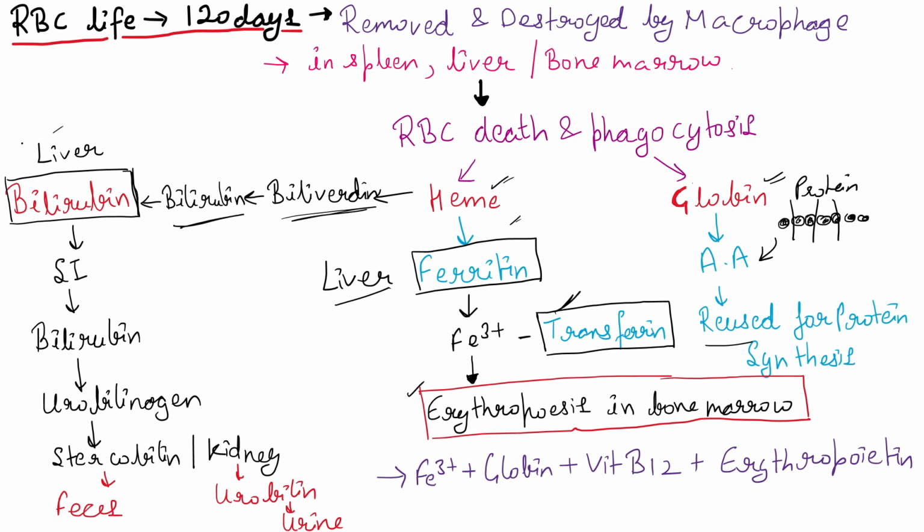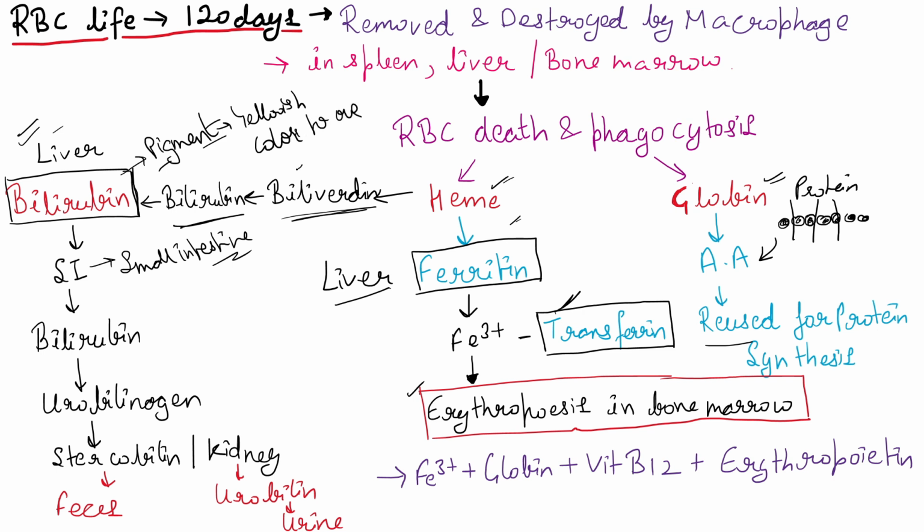Bilirubin is found in the liver itself. Bilirubin is a pigment, so you should know it is a pigment found in the liver. Bilirubin will be secreted into the SI, that is the small intestine. Bilirubin is a pigment which gives the yellowish color to our excreta. So it is the one that gives the yellowish color.